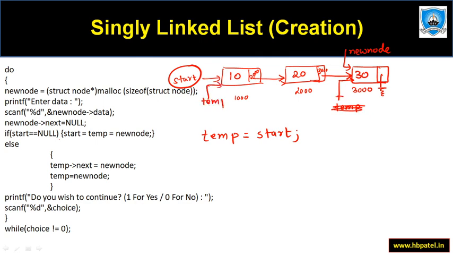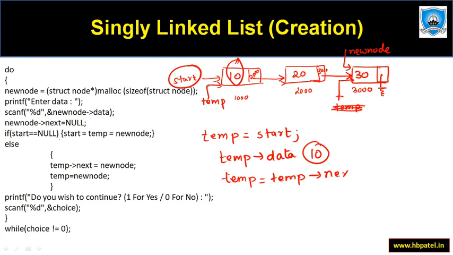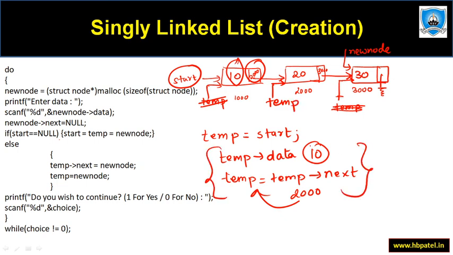Alright, so temp I can move here because it's a temporary pointer, and then I can have temp arrow data printed. So what is temp arrow data? Temp arrow data is 10, and then you can move with temp equal to temp arrow next. Temp arrow next, in this particular case, is 2000. So 2000 is assigned into temp. So now temp is moved to the second place. Now again you can repeat these two statements in a loop. Again print temp arrow data, so it will be 20. Again temp equal to temp arrow next, so it will be 30.